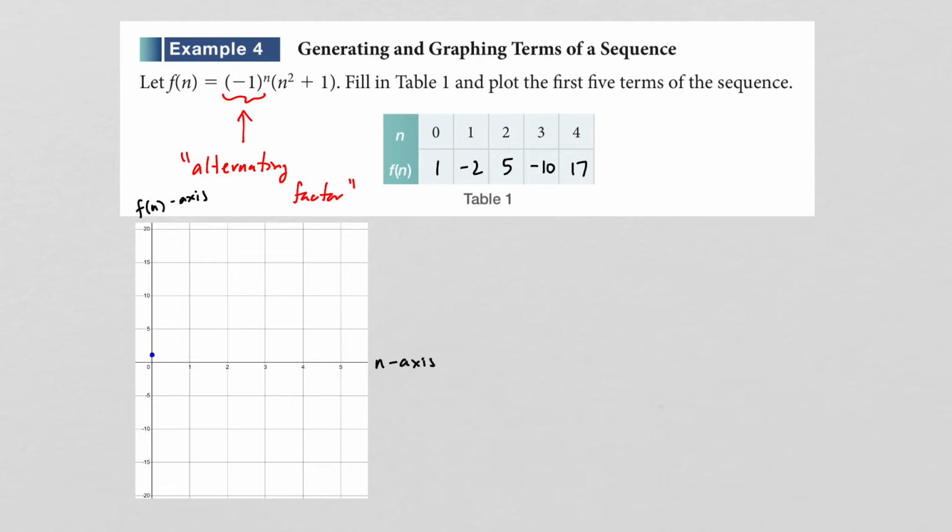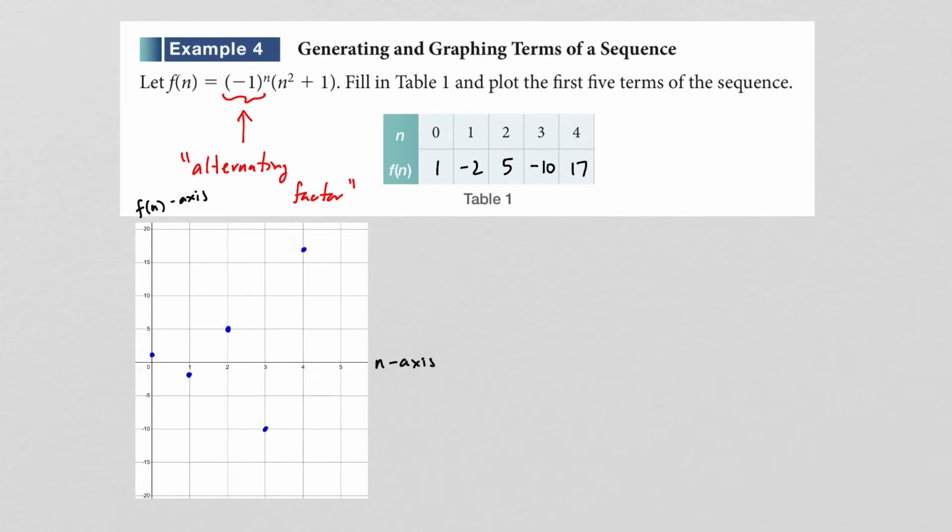And then we have the point 1, -2. So again, the value of n is 1, and the value of f of n is -2, so that would be right about here somewhere. And then we have the point 2, 5, so n equals 2, f of n equals 5, that's right here. And then we have 3, -10, which is down here. And finally, we have 4 and +17, which is up here.